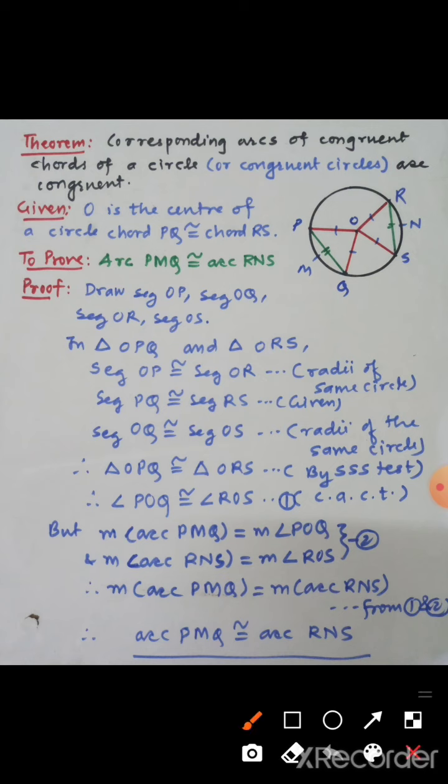But we know that the measure of arc PMQ is equal to the measure of angle POQ. The measure of the arc is equal to the measure of its central angle. And the measure of arc RNS is equal to the measure of angle ROS. And therefore, from equation 1 and equation 2, we get the measure of arc PMQ is equal to the measure of arc RNS, and therefore as the measures are equal, arc PMQ is congruent to arc RNS, hence proved.